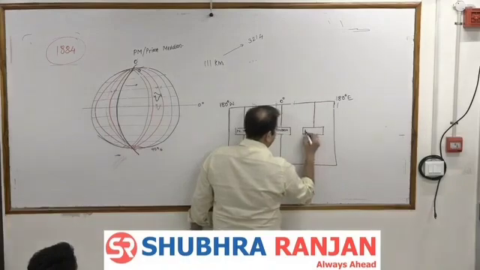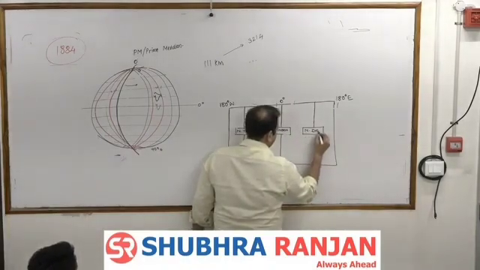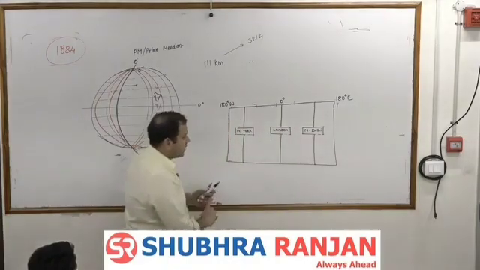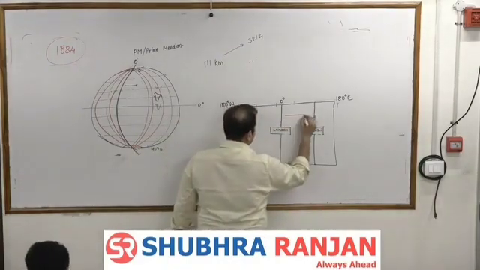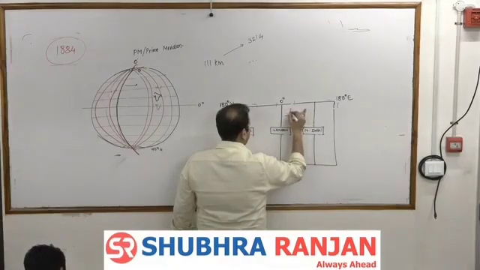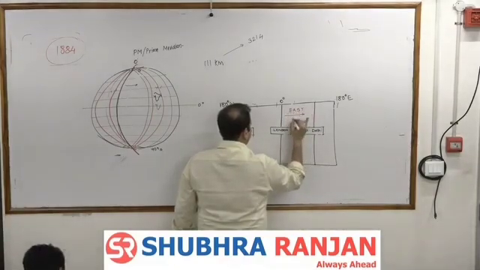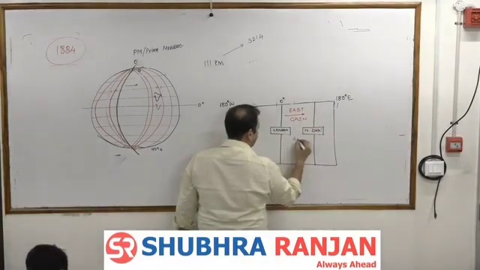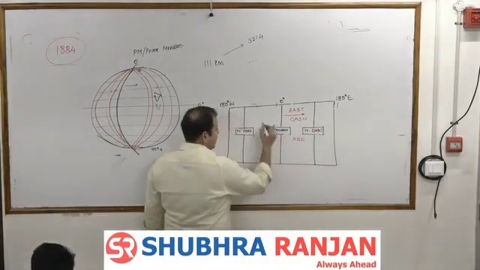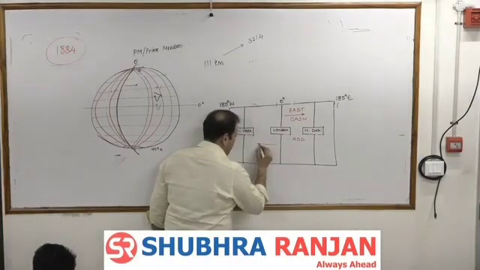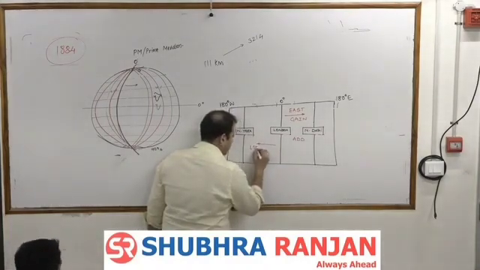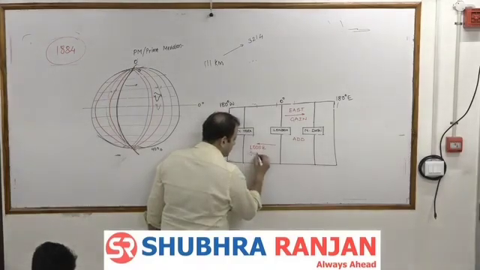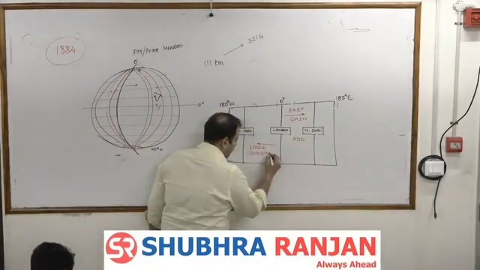So it is very easy to remember. If you go to the east, you will gain the time. So in your watch you will have to add the time. If you go to the west, you will lose the time, and therefore you will have to subtract the time.